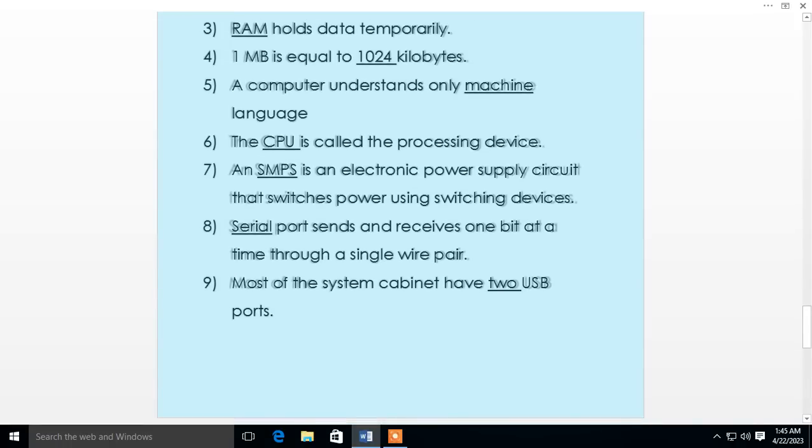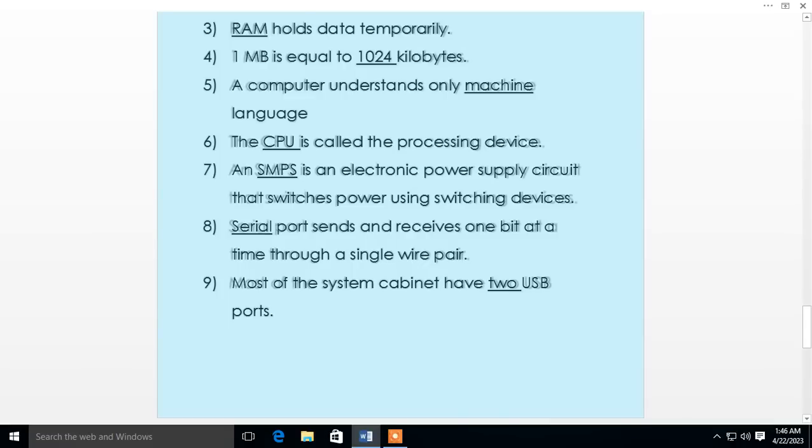The dash is called the processing device. Just now I have told you the CPU is a processing device, and CPU is also known as the brain of the computer. So CPU is the answer. Coming to the question number 7, an SMPS is an electronic power supply circuit that switches power using switching devices. A question came in the MCQ pattern, SMPS, and I told, switch mode power supply. So this will be the correct answer, where the socket is there, you can put in the power, using the switching device. So the answer of number 7 is SMPS.